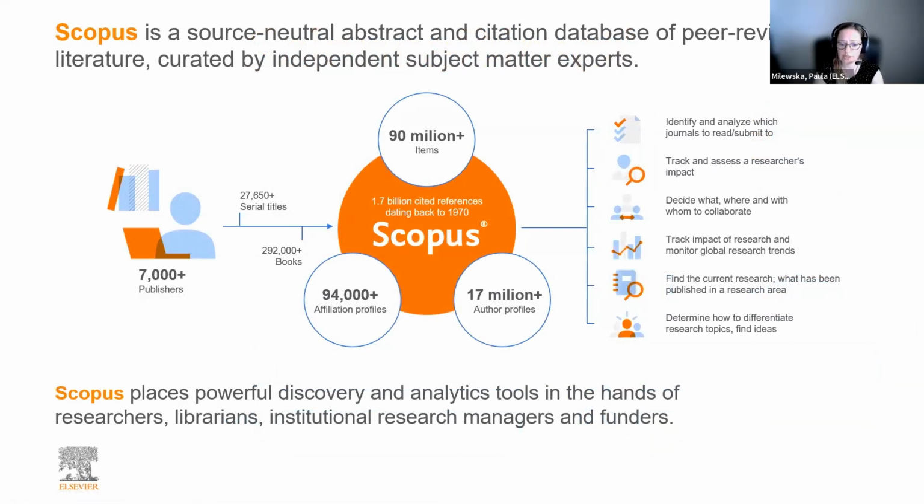It is also a solution coming from Elsevier, but the goal of the Scopus database is particularly different than ScienceDirect. This is an abstract database, bibliographic database, bibliometric database. So you can find here information about different publications coming from more than 7,000 publishers from all around the world. And for now, it's more than 90 million items.